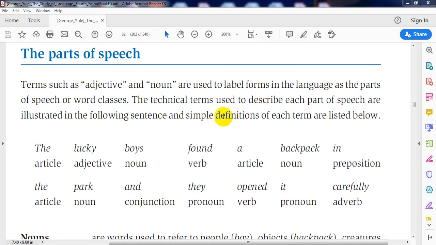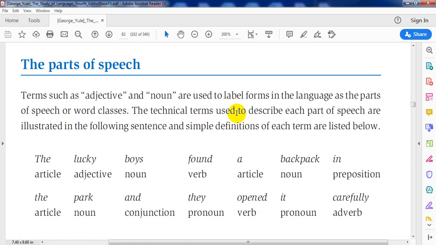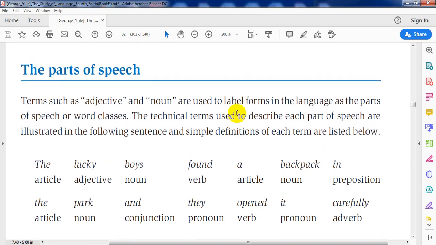This is a continuation of the lectures that we already started in the second course, and we are working within the seventh unit of your book, The Study of Language by George Yule. And in the last lecture, we dealt with the parts of speech.